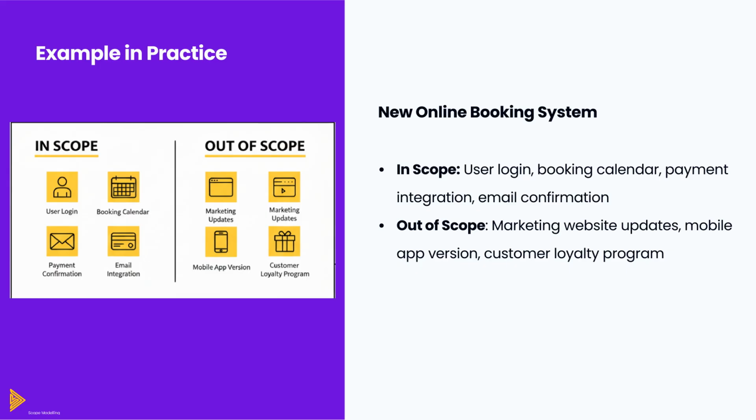In the out of scope section, you list what's not included: marketing website updates, a mobile app version, and a customer loyalty program. Calling these out early avoids confusion and stops unnecessary work from creeping in. When you share this visual with stakeholders and the project team, everyone instantly understands the boundaries, what the project will deliver and what it won't. That clarity prevents scope creep, aligns expectations, and makes planning and execution far more focused.